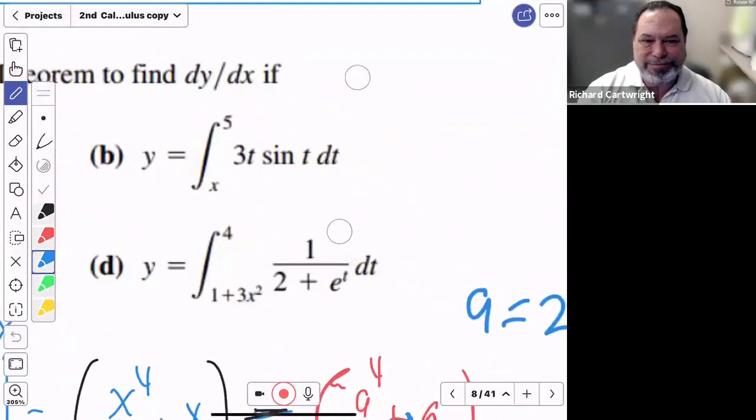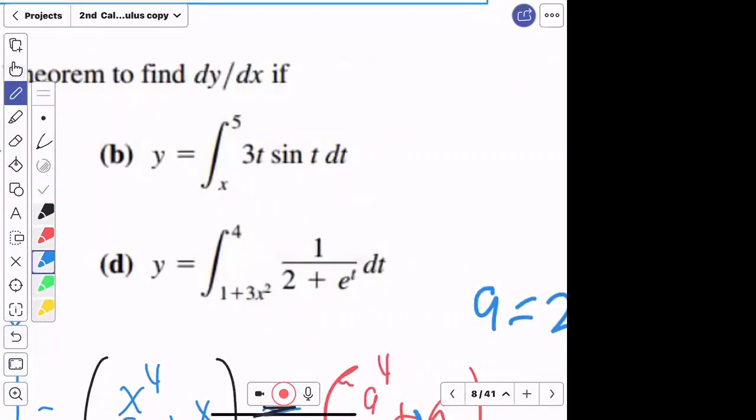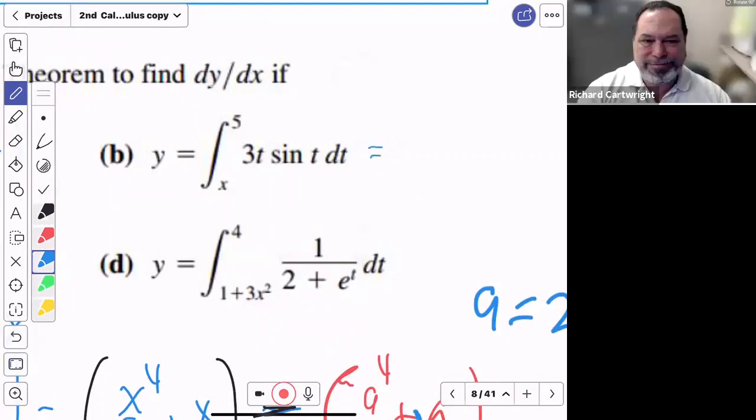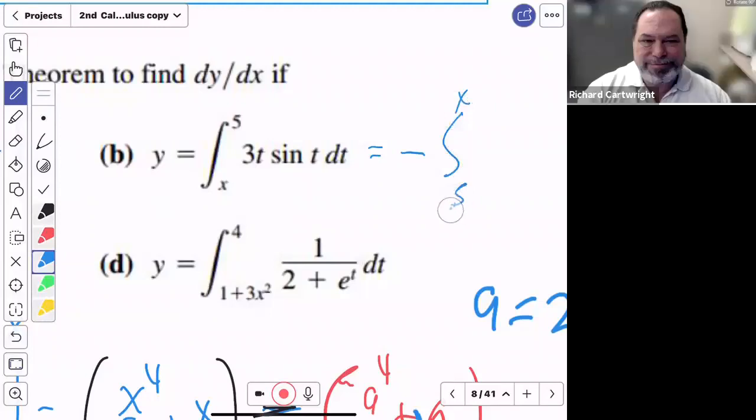You flip what, Andres? You can flip it and it'll be the negative version of it. Yes, it is the negative version of 5. The x has to be at the top. The bottom down here can be any number at all. The top has to be what holds the function. And now I'm going 3t sine of t.